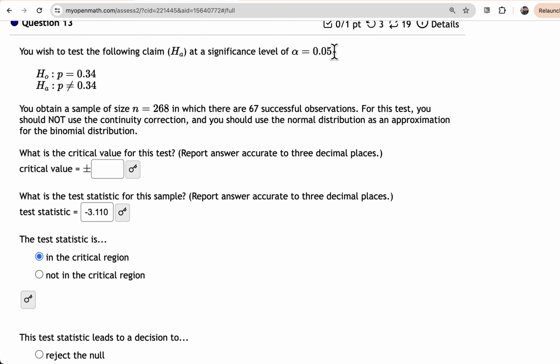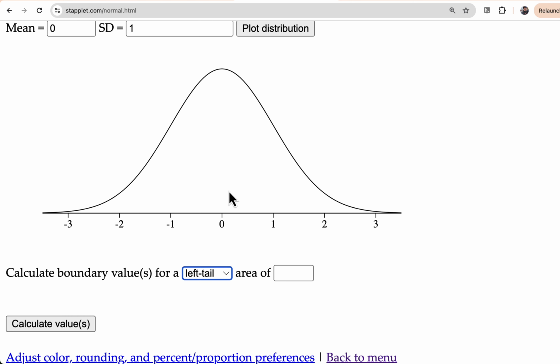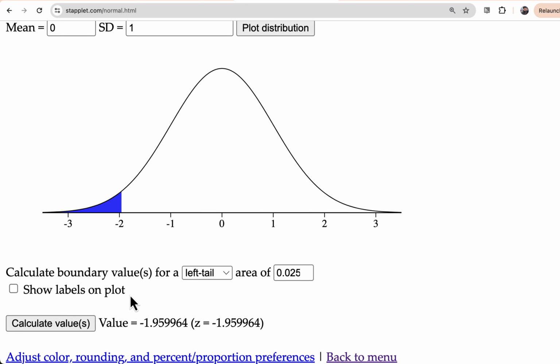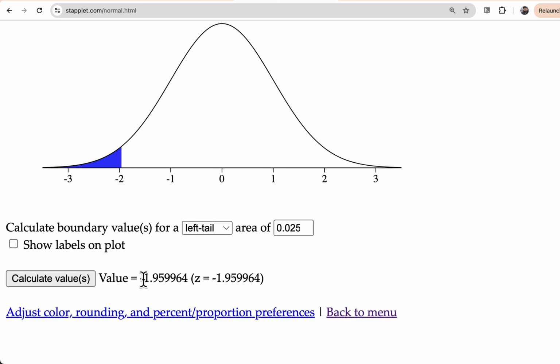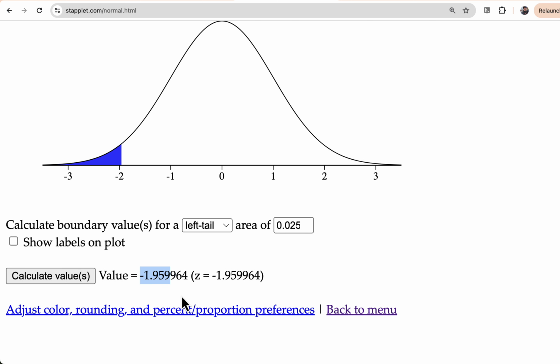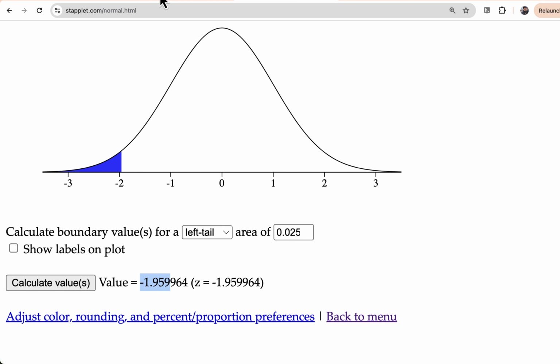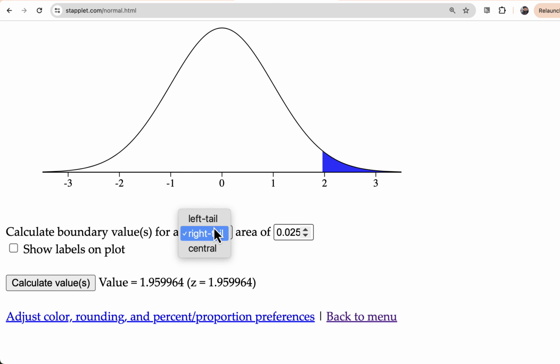So we've got to split that alpha of 0.05 into the two sides, divide it by 2 to get 0.025 for this problem. So I could get a left tail z critical value of negative 1.960 and a right tail of positive 1.960. My test statistic was actually on the left, so that will be the one that matters more.